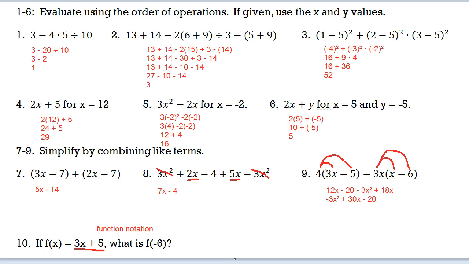So if you plug in -6, then what you're going to end up with here, let's make this a little bit bigger, we've got 3 times -6 plus 5. And then if you work that out, you're going to find out 3 times -6 is -18. -18 plus 5 would give you -13. So your answer is -13.